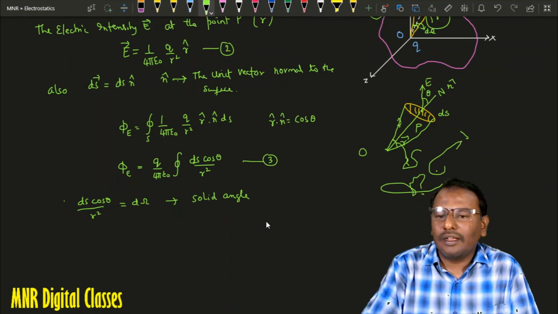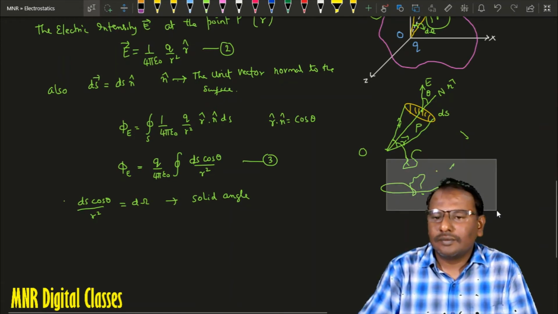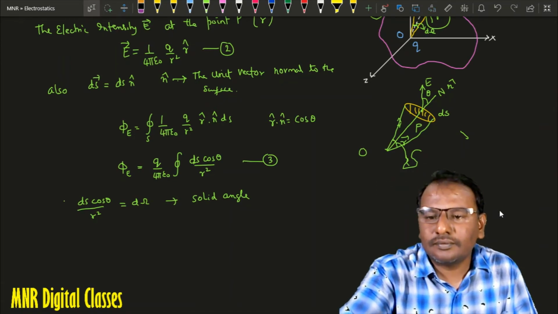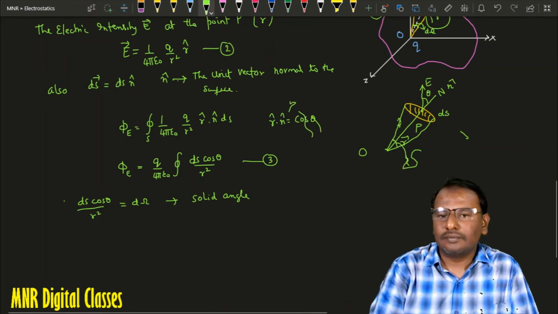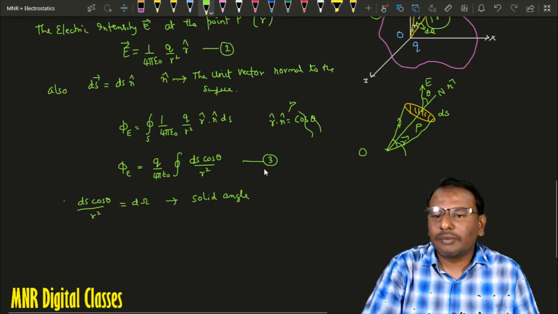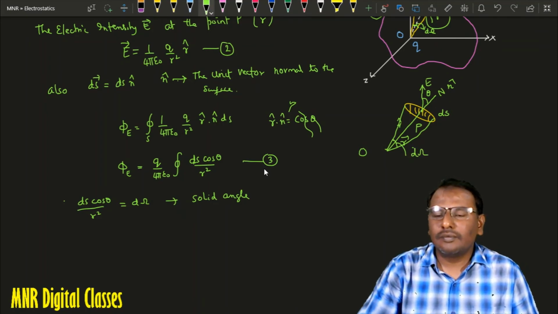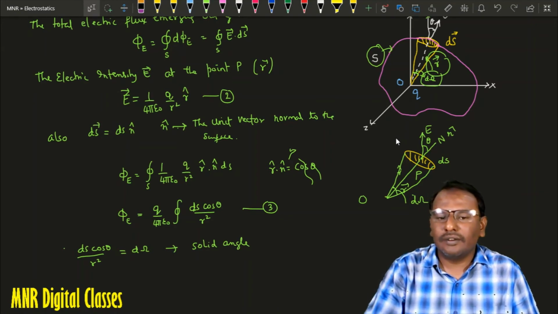It will subtend an angle d omega. Observe the diagram. This angle is the solid angle subtended by the surface at the center, or at the origin.